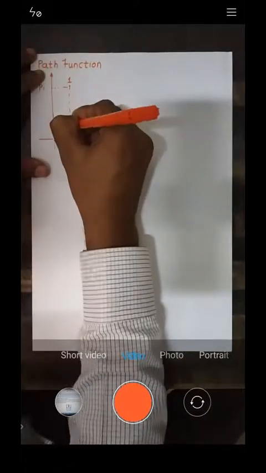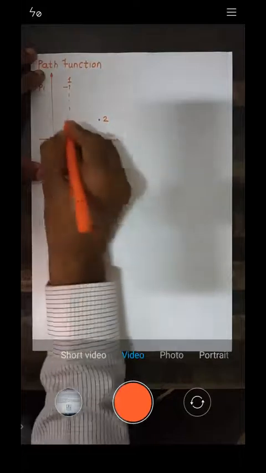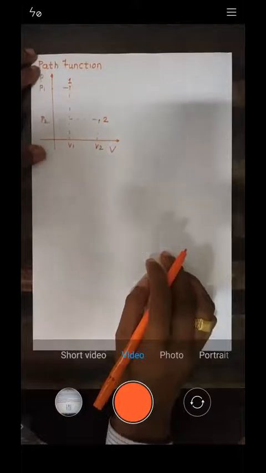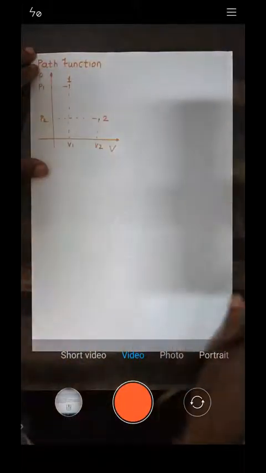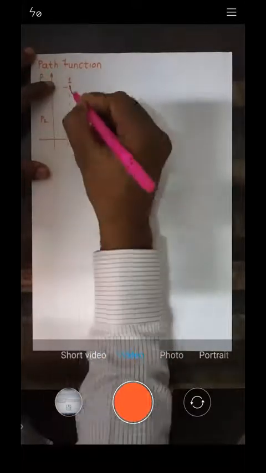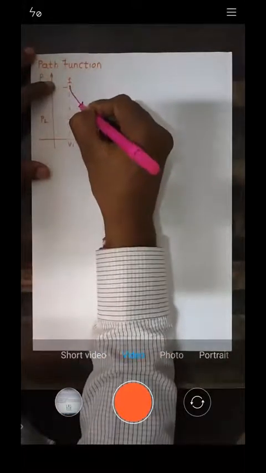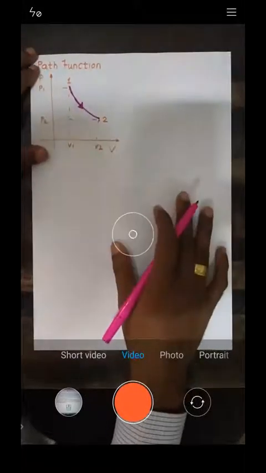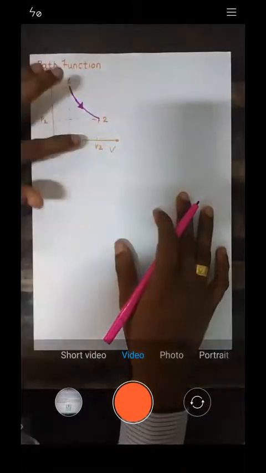If you want, I'll just write it down here. Here pressure is P1 and volume is V1. Here pressure is P2 and volume is V2. Now I need to move from state number 1 to state number 2. So I can move it like this. Is it okay? No problem, you can move it like this.